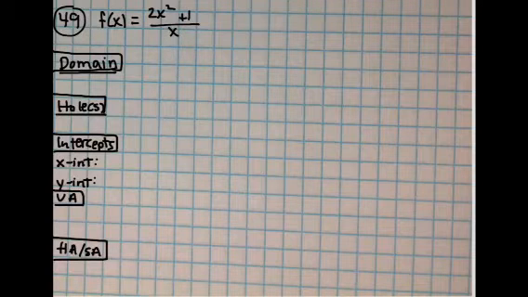Alright, so the domain for this, for 49, is all x such that x cannot equal 0. And it has no holes because there are no common factors in the numerator and denominator, right? So it has no holes.